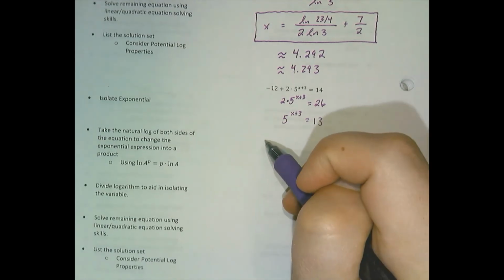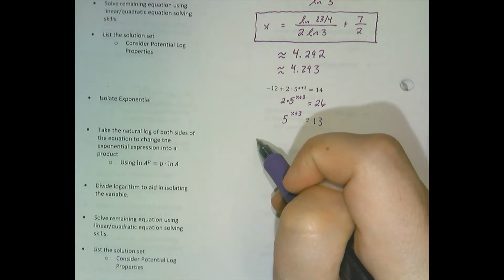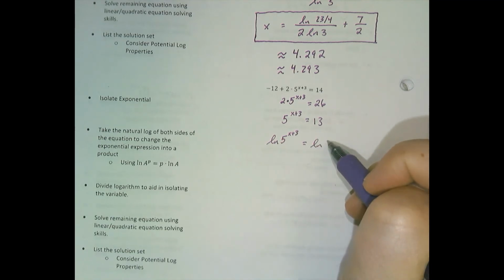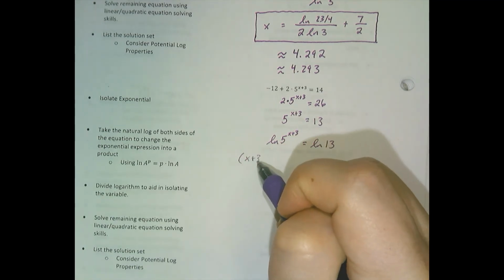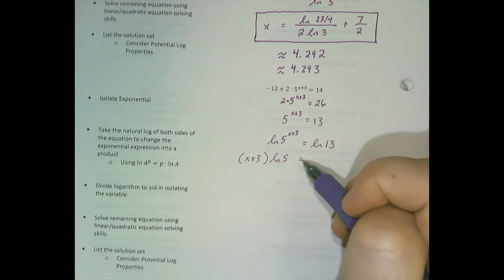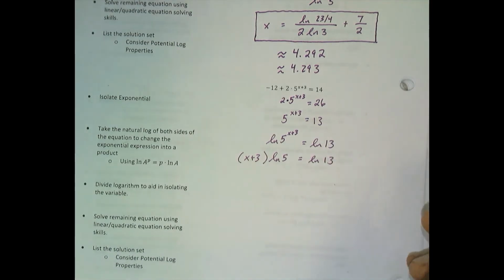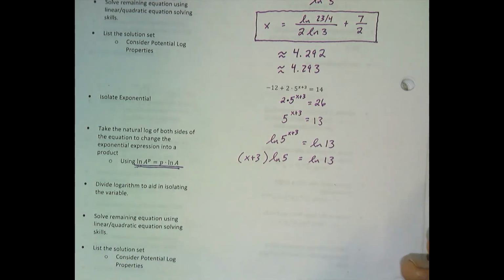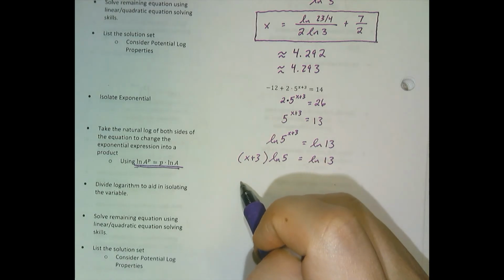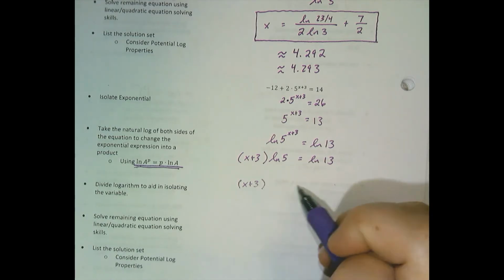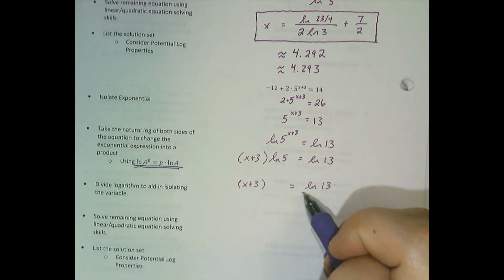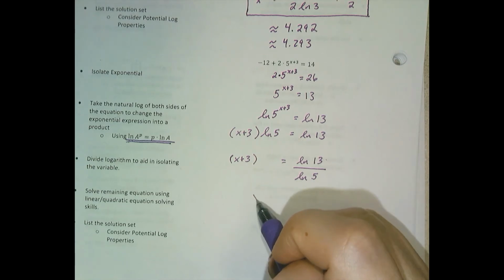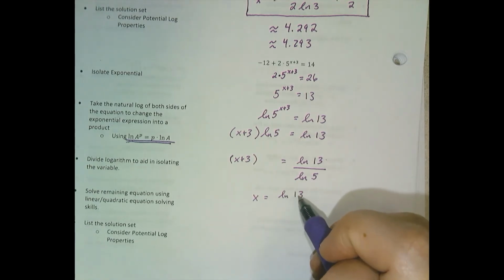So now that we have a single exponential on one side and a single integer on the other side, we can use the properties of logarithms to take the log of both sides and drop that x plus 3 to the front. Remember, it falls down in front because of the properties of logarithms. Then we have to isolate the x, so we're going to divide both sides by ln of 5. And finally, we can subtract 3 from both sides.